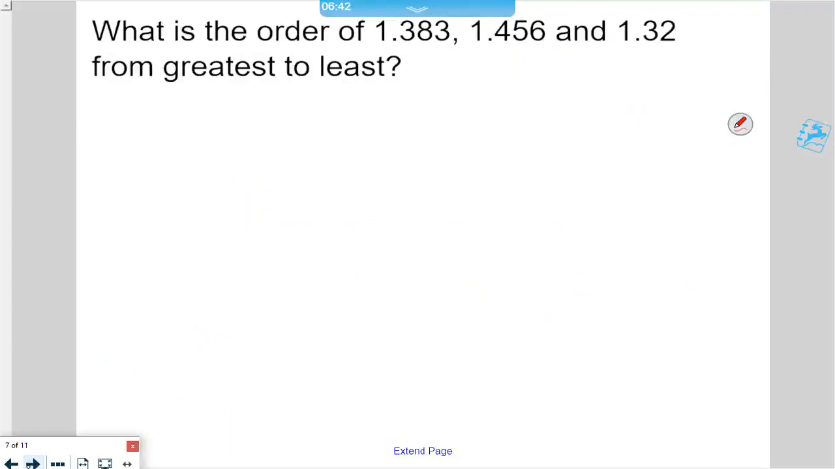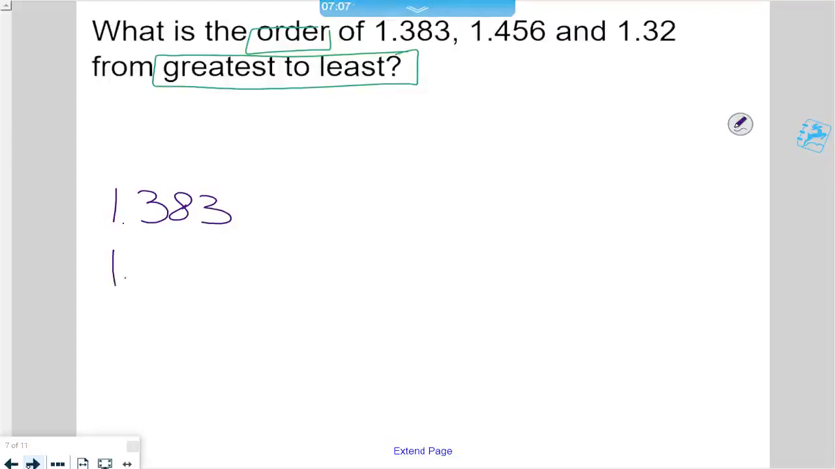What is the order of 1 and 383 thousandths, 1 and 456 thousandths, and 1 and 32 hundredths from greatest to least? Order greatest to least. So if I write these numbers just like I had before, 1.383, 1.456, 1.32.